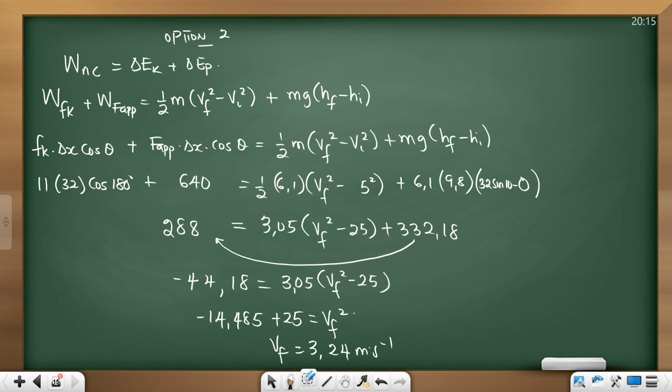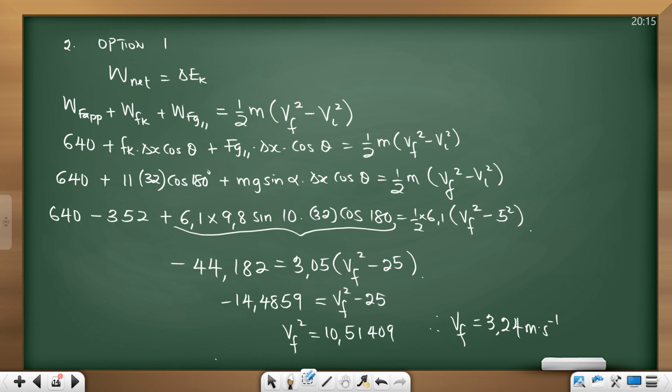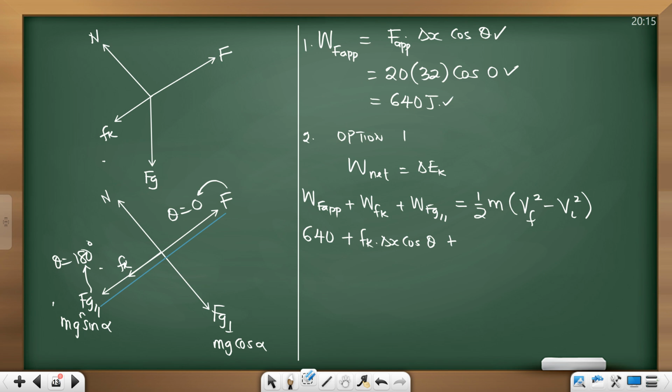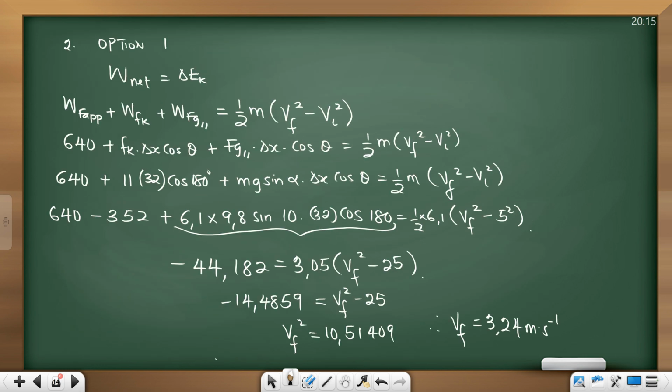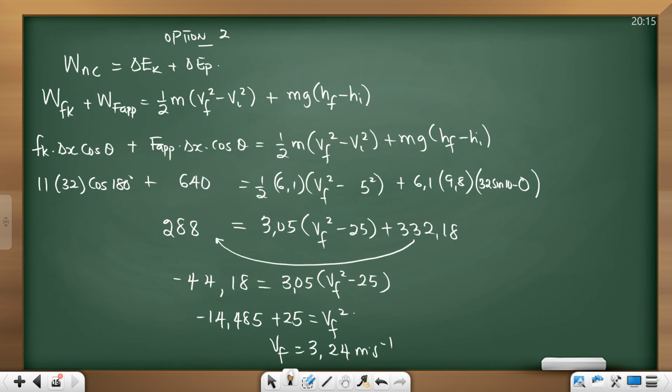Guys, you see, the choice is yours. Both formulas are correct, and you just need to know. Explain why frictional forces are regarded as non-conservative. They're asking you to define. Because the work done depends on the path taken. I hope it makes sense. What we are left to just talk about is work and power.